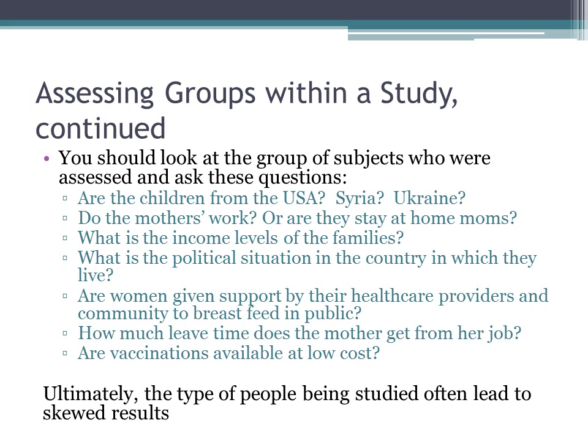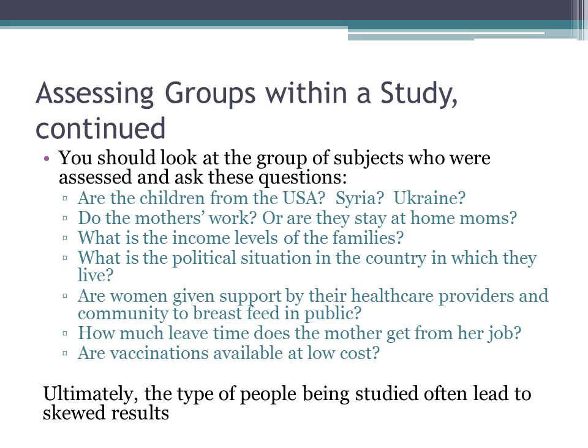So for example, in Sweden, women get 6 months off after they give birth, so it's far easier to breastfeed versus in the United States, where most women get about 4 to 6 weeks off if they're lucky. So it's a little more challenging. Are women given support by their healthcare providers and community to breastfeed in public? How much time does the mother get from her job to care for her child? And are vaccinations available at a low cost? Because they too will help with the immune system.